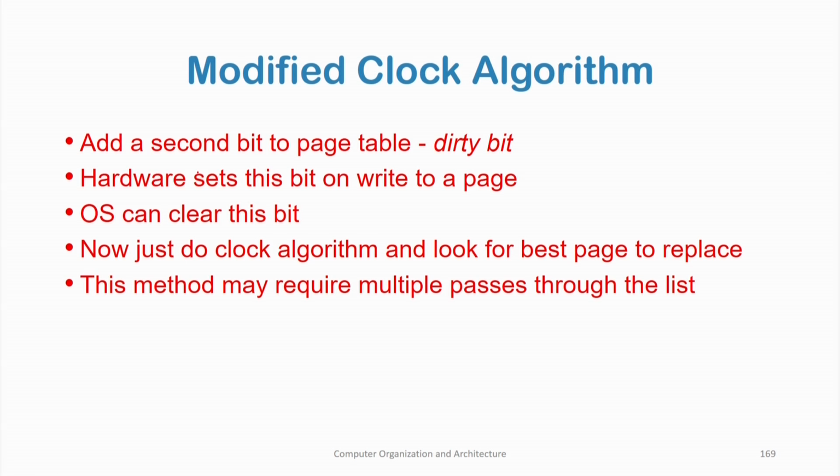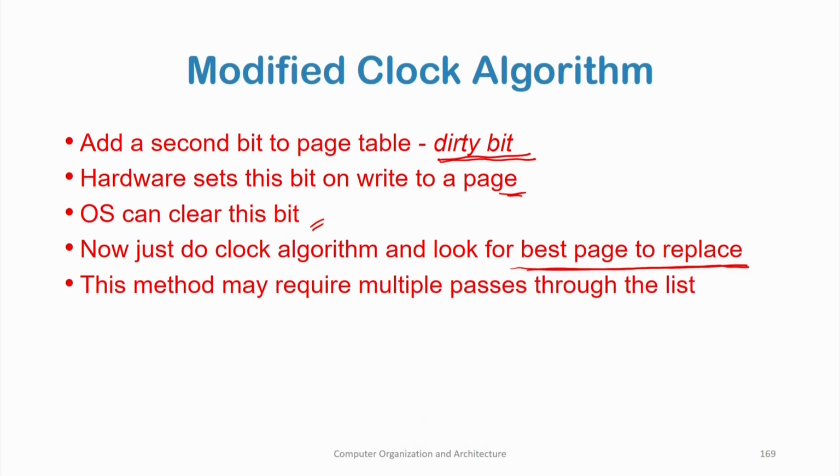So, add a second bit. How do I implement it? Add a second bit to the page table. So, we have the reference bit as well as the dirty bit. The hardware sets this bit on a write to a page. The OS can clear this bit at the end of each epoch, let us say. Now, just do the clock algorithm and look for the best page to replace. It is the same, I want the best page to be replaced.